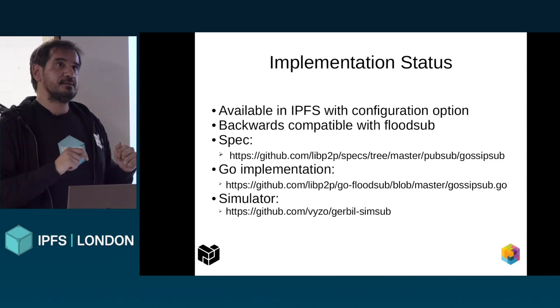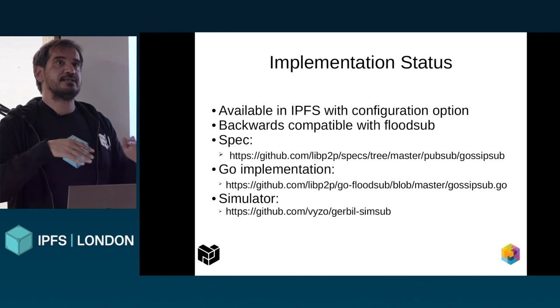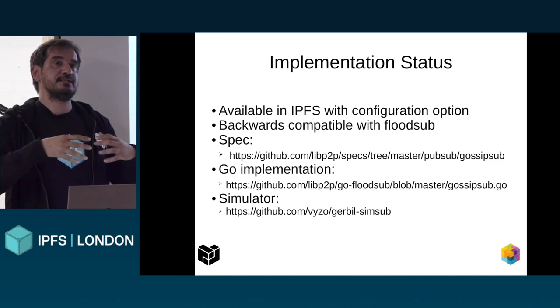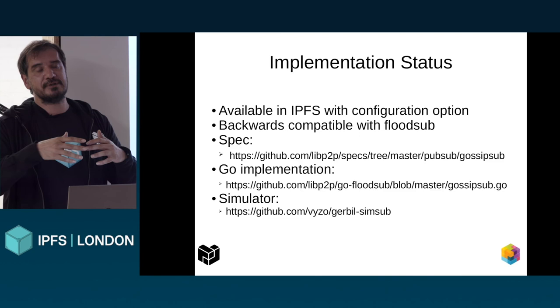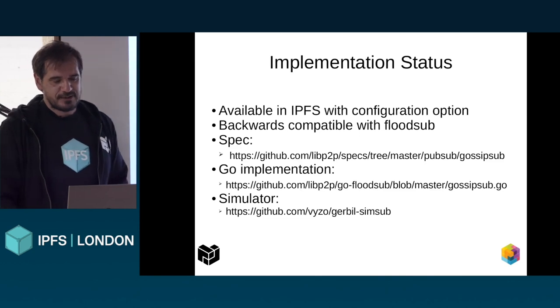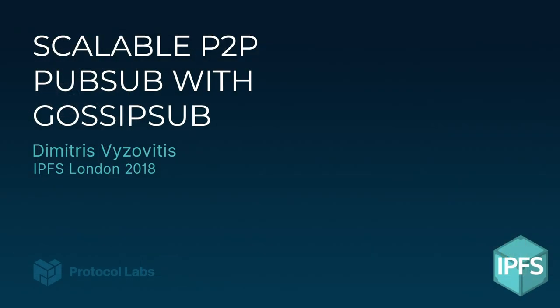So one of the big and important parts is that it's completely backwards compatible with FloodSub, so you can mix and match FloodSub and Gossipsub nodes. Gossipsub, when it sees a FloodSub node, is gonna behave like FloodSub to it. Okay, if you're gonna read the spec, that's the URL, that's the Go implementation, and that's the simulator that I used down there.